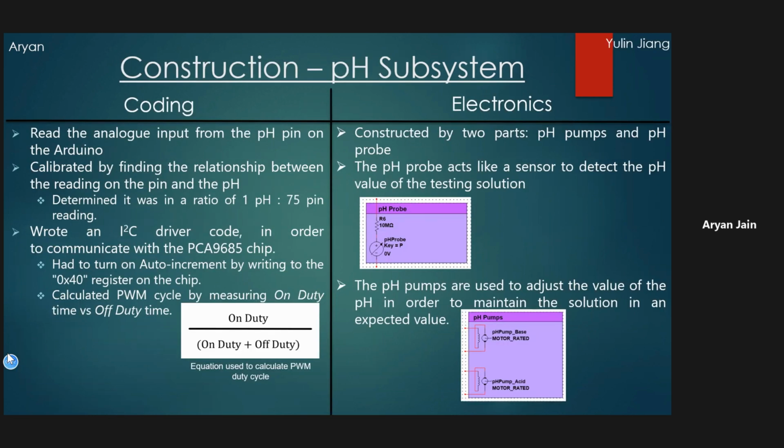Next. For the pH subsystem, the Arduino will read the analog input from the pH pin to the Arduino. During calibration, we found that there was a ratio of 1 pH to a 75 reading on the pin.